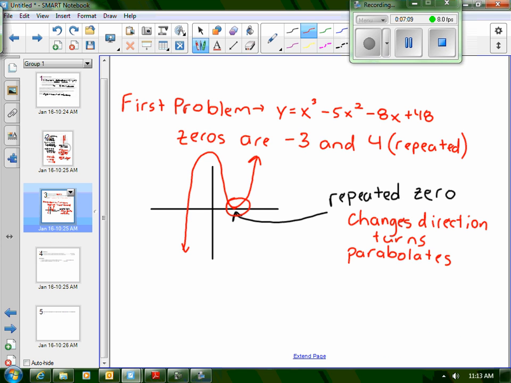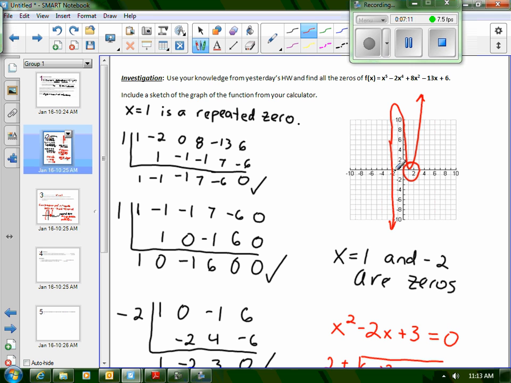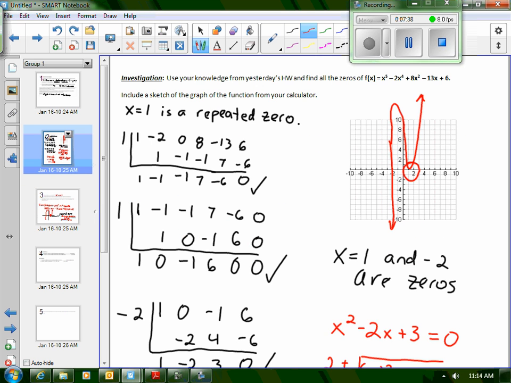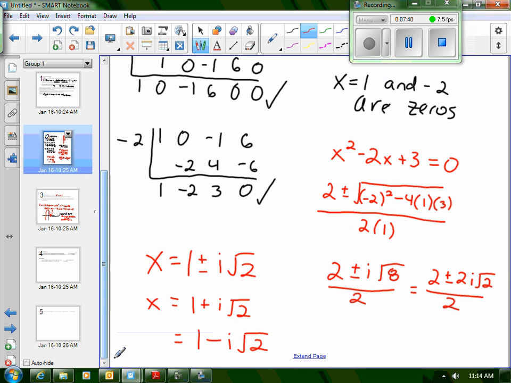Whereas at the non-repeated zeros, which include -2 here and -3 here, it just goes through the x-axis. So at the repeated 0, it changes direction, or it turns or parabolates. And at the non-repeated 0, it just intersects the x-axis, so you can fill in the answers to those two questions. And then number 3, as you solve for the rest of the zeros, you got 2 complex zeros, and what you want to analyze is what's special about those complex zeros.